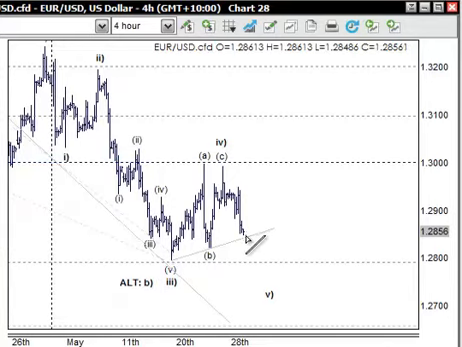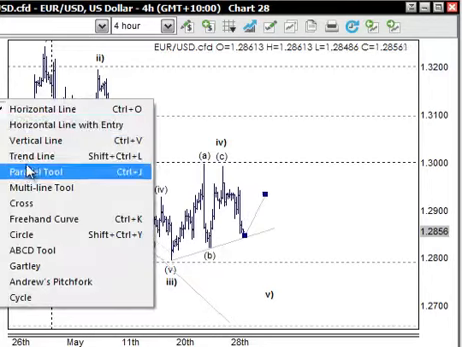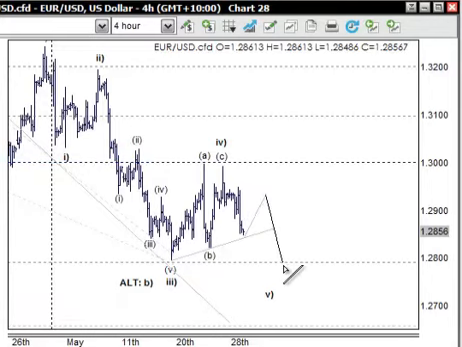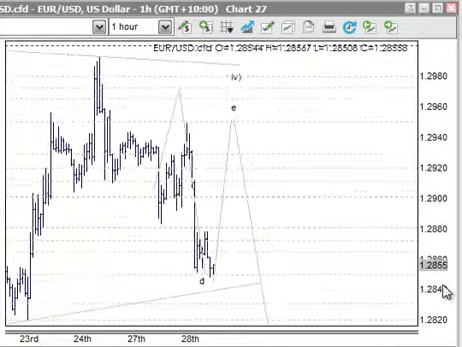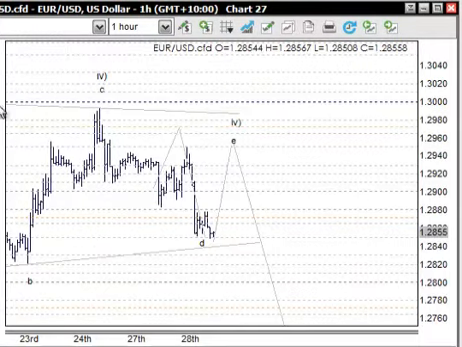The other possibility that we've got is a little bit more complicated than that, where we have a bounce off this trend line through here and a move back up through this area here, and then a move down through here as such. So let's just have a look at that. That's kind of what we were talking about yesterday, actually. This is just the 1 hour chart here.